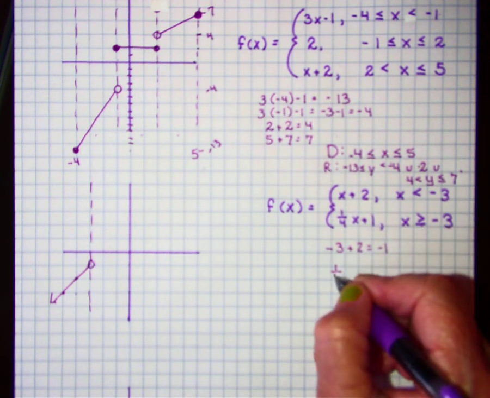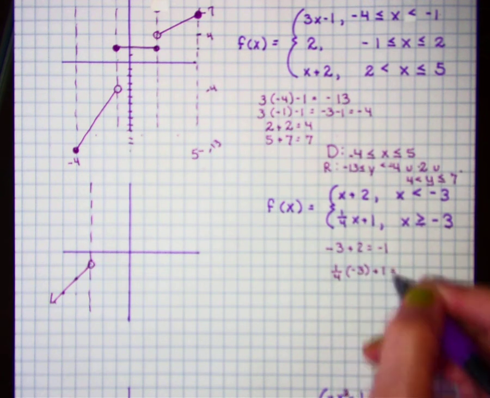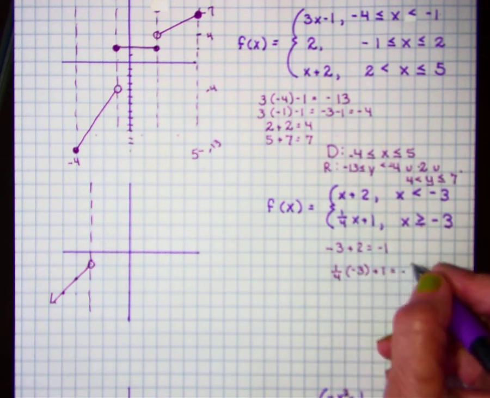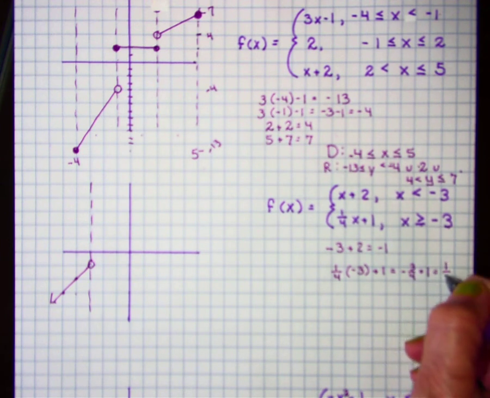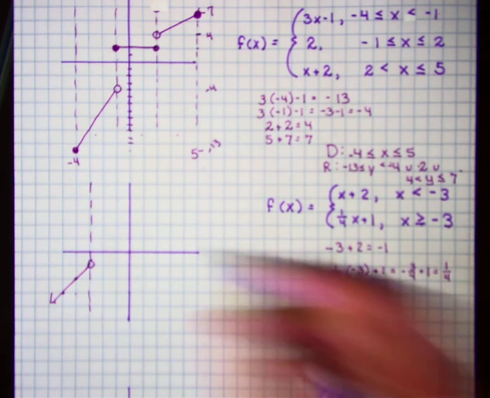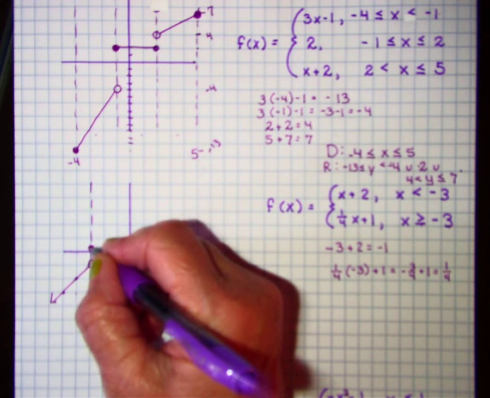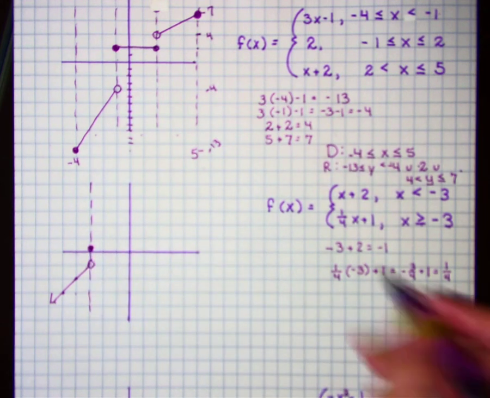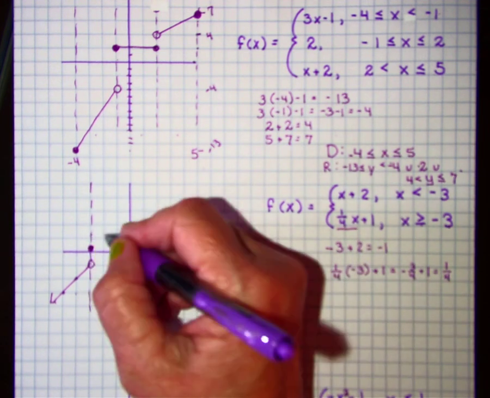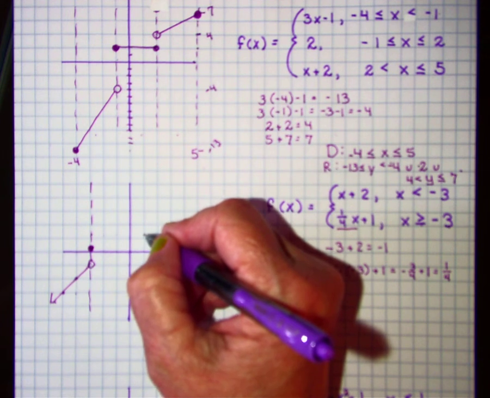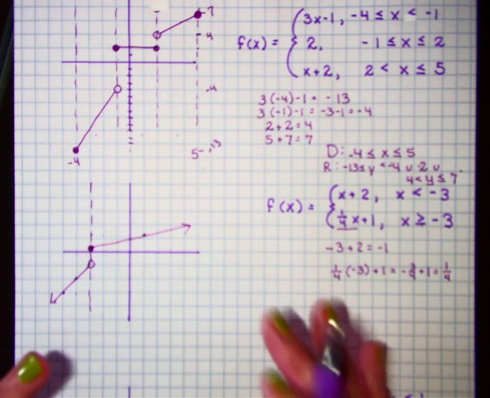So I'll do 1/4 times negative 3 plus 1. Not very pretty. So I'll have negative 3/4 plus 1, which is going to equal a positive 1/4. So at negative 3, I'm going to have a positive 1/4, and it equals that, so it'll be solid. And then my slope here is 1/4 x, so I can go up 1 and over 4. And so my line will look like this. So that's the whole function.